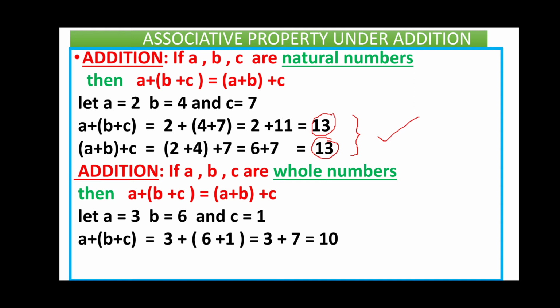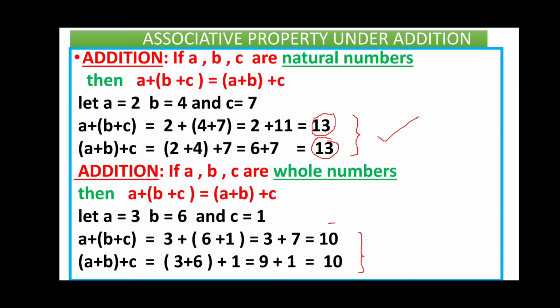And let us substitute these values in (A + B) + C. First, always remember we have to solve the values in the brackets and then the remaining numbers. So after solving it, we got 3 plus 6 which is 9, plus 1 gives 10. If you observe the A + (B + C) value and the (A + B) + C value, both are the same. That is 10 and also 10. So now it is satisfied. That means the associative property of whole numbers under addition is satisfied.